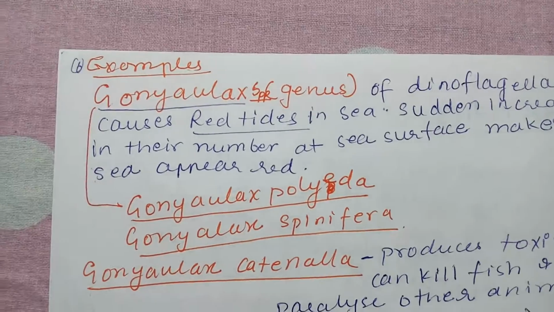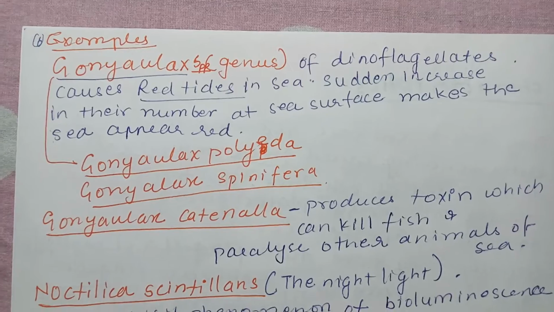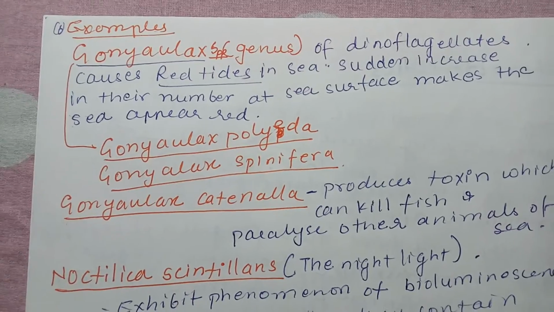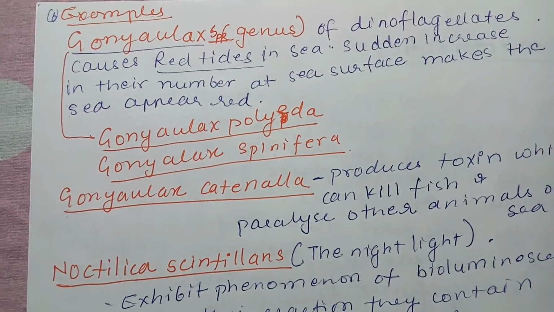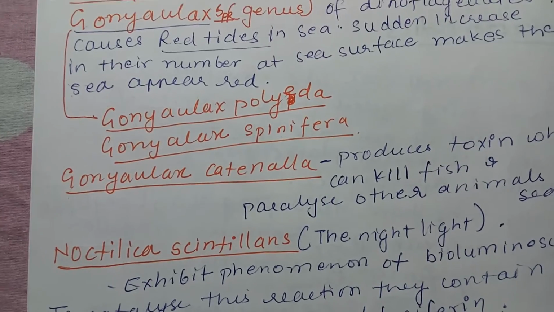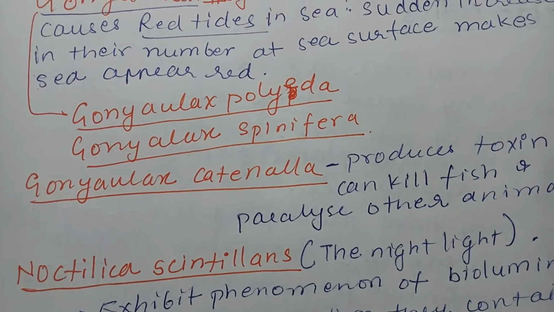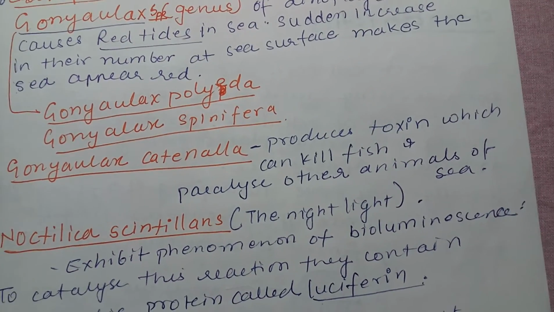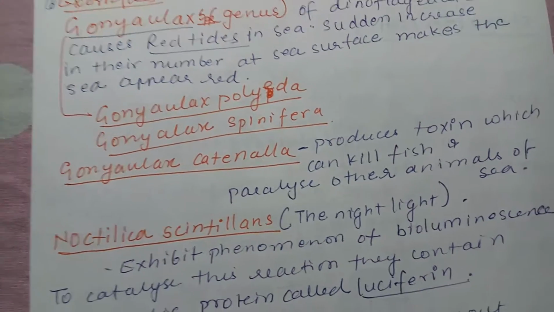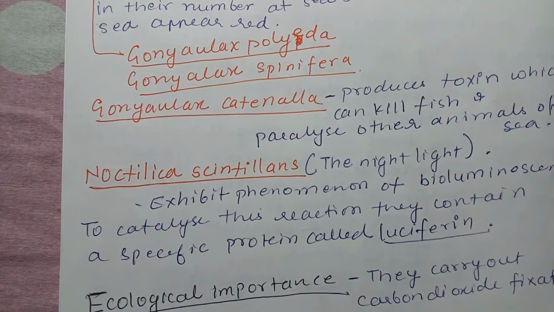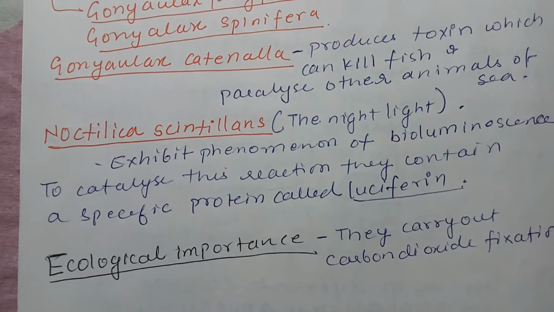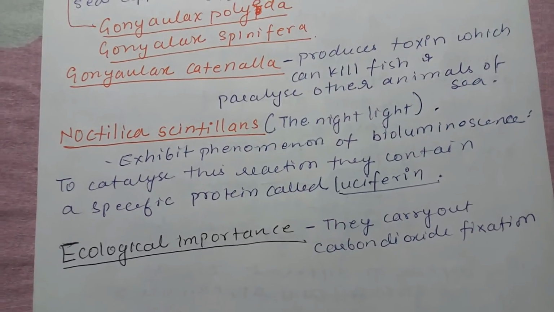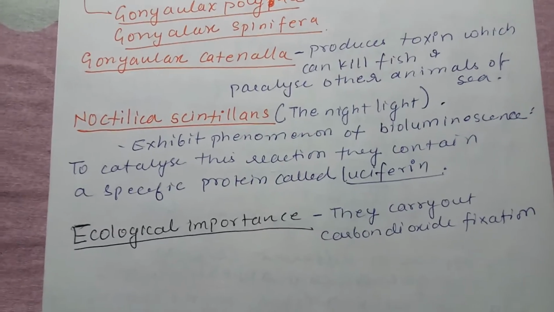Gonyaulax species all exhibit red tide, which is a sudden increase in their number on the sea surface, and it makes the sea appear red. Gonyaulax polyedra and Gonyaulax spinifera. Gonyaulax catenella produces toxin which can kill fish and paralyze the prey. So some of these species are also toxic. Noctiluca scintillans, the night light, exhibits the phenomenon of bioluminescence. To catalyze the reaction, they contain a specific protein called luciferin.